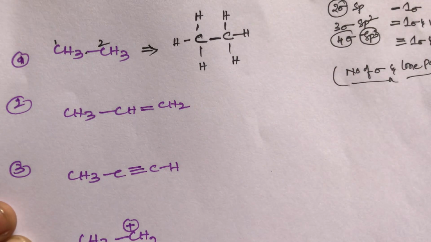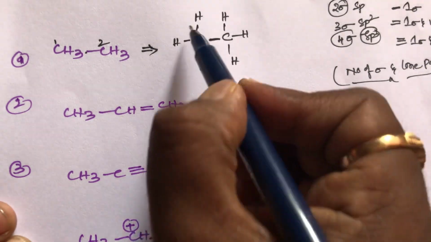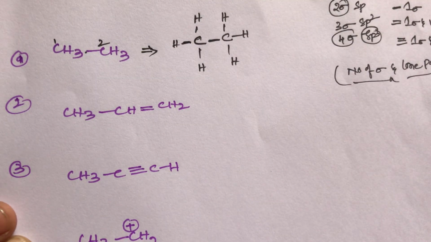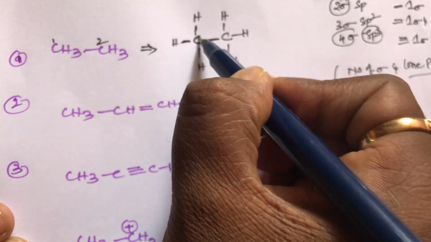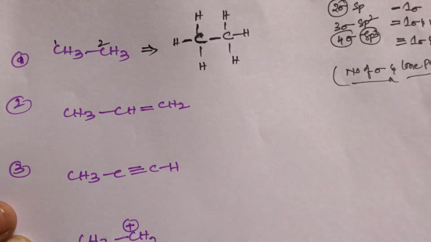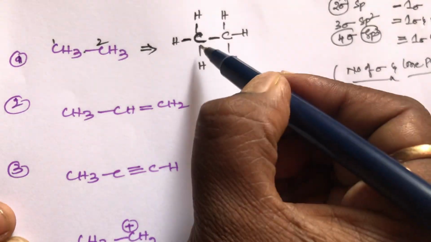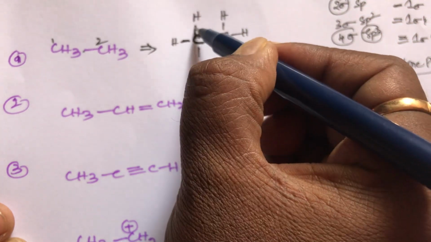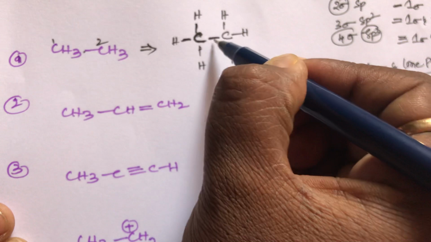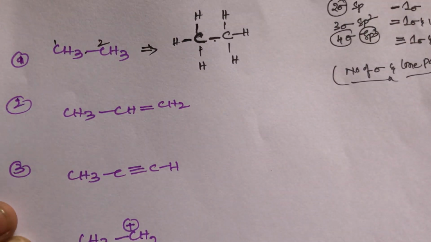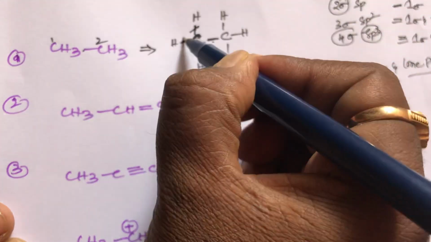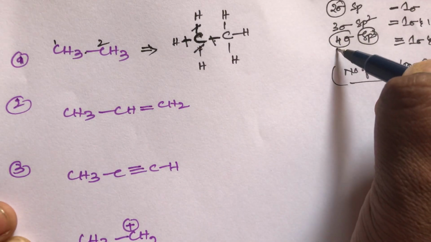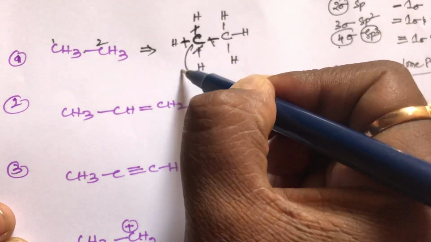What I said, students, is that hybridization depends on the number of sigma bonds and lone pairs. Around this first carbon, how many sigma bonds are there? Around this first carbon, 4 sigma bonds are there. That means 4 single bonds: 1, 2, 3, 4. So 4 single bonds equal 4 sigma bonds. Here 1 sigma, here 1 sigma, here 1 sigma, here 1 sigma. A carbon with 4 sigma bonds undergoes sp3 hybridization.